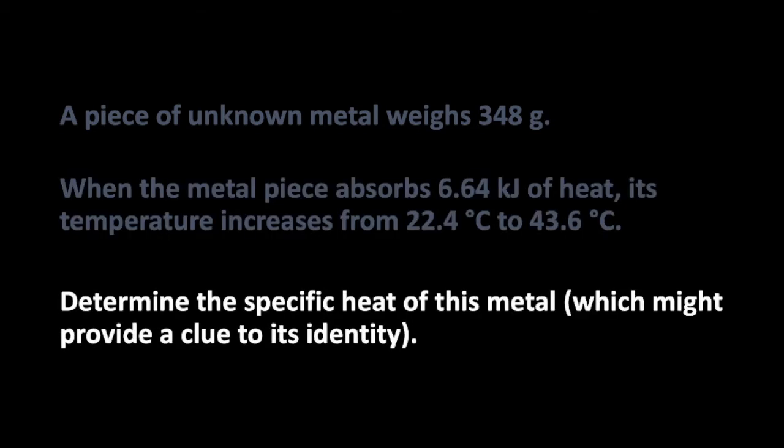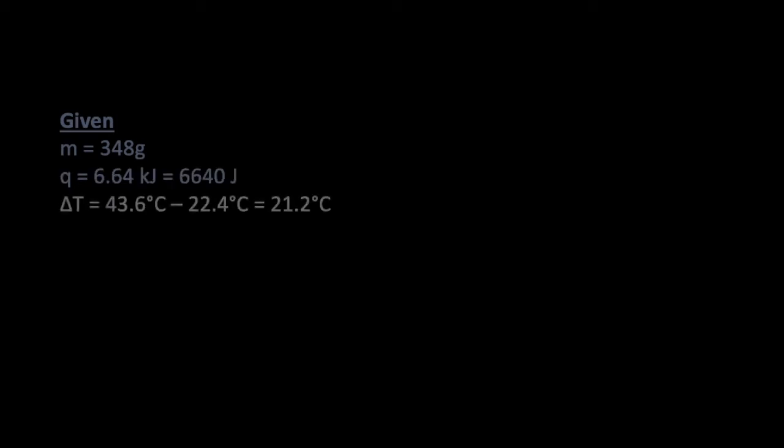Determine the specific heat of this metal, which might provide a clue as to its identity. When I'm given a problem like this, I like to break it up into pieces to better understand it. We are given that our mass is 348 grams. The amount of heat is 6.64 kilojoules. Let's convert that into joules, because those are the units we're going to need for heat capacity.